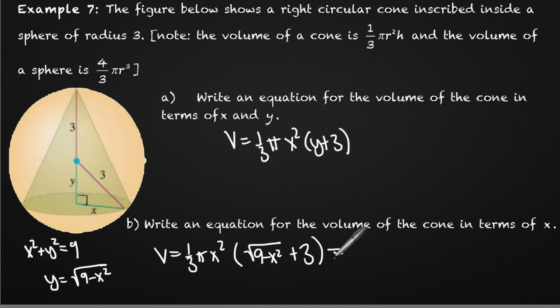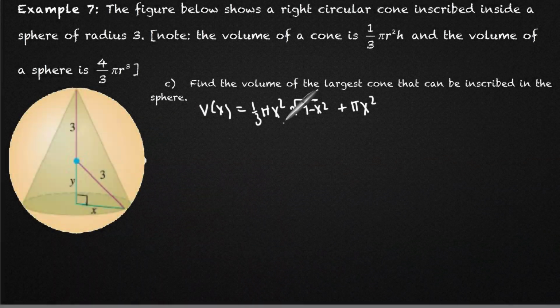And we can rewrite that a little bit. We're going to distribute the 1/3 pi x squared in there, so that will give us 1/3 pi x squared square root of 9 minus x squared, and then plus the 1/3 and the 3 are going to cancel, leaving us with pi x squared.